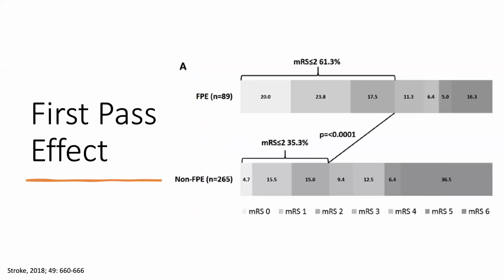So the first pass effect, if you look at this diagram, this was published in Stroke in 2018. You can see the top bar here, A, is the first pass effect. They had 89 patients, and then they had 265 patients in the non-first pass effect. You can see that the modified Rankin score of less than 2 was 61% for the first pass effect, so they got the clot out in the first pass, versus about 35% for a non-first pass effect, and this was statistically significant. You can also see that the death rate, so modified Rankin score of 6, was 16% with the first pass effect, where it was almost 36% with a non-first pass effect. So this is why it's very important to get out the clot on the first pass.